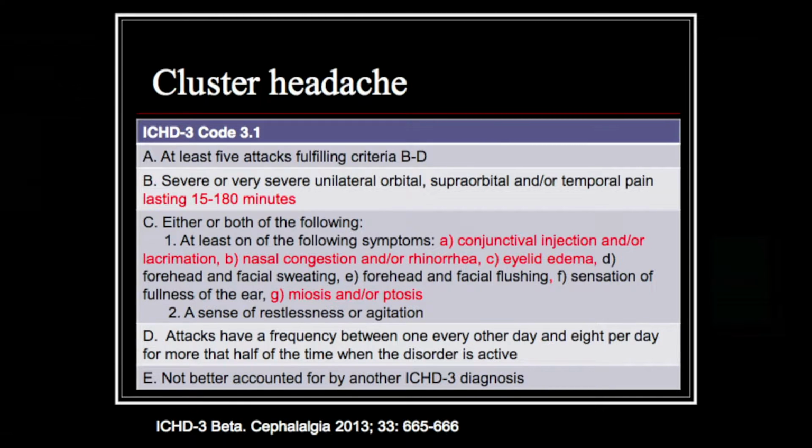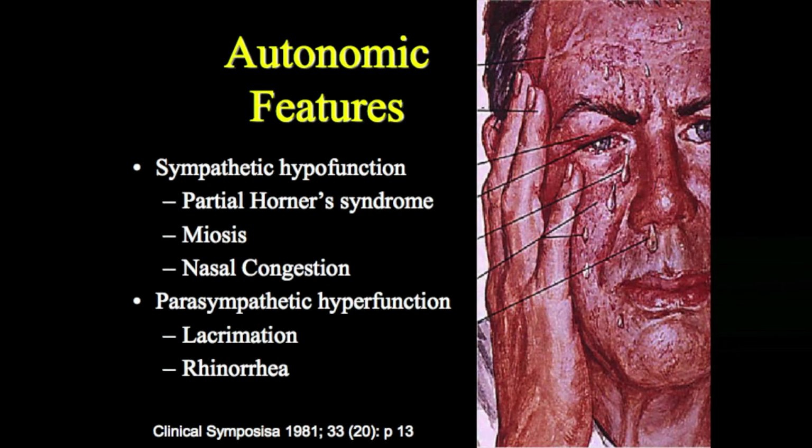So what you see is that to make the criteria, you have to have the characteristic duration, one of two of the associated symptoms, which I've listed all of them in the slide, or a sense of restlessness or agitation as well. And the attacks have a frequency of about 1 to 8 per day. And it's not accounted for by another ICHD3 diagnosis.